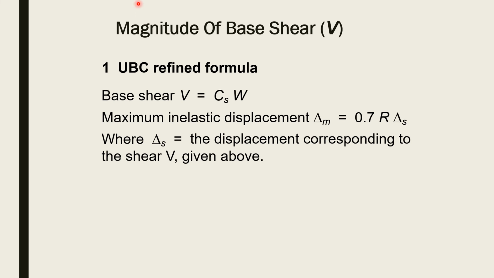Now, here is the magnitude of base shear, the UBC refined formula. Base shear can be calculated as Cs times W, which is already discussed. The maximum inelastic displacement calculation formula is 0.7 times the response modification factor R times delta S, where delta S is the displacement corresponding to the shear given above. When we apply this base shear to the building, then definitely due to the horizontal base shear there will be deformation, and the deformation will be delta S.